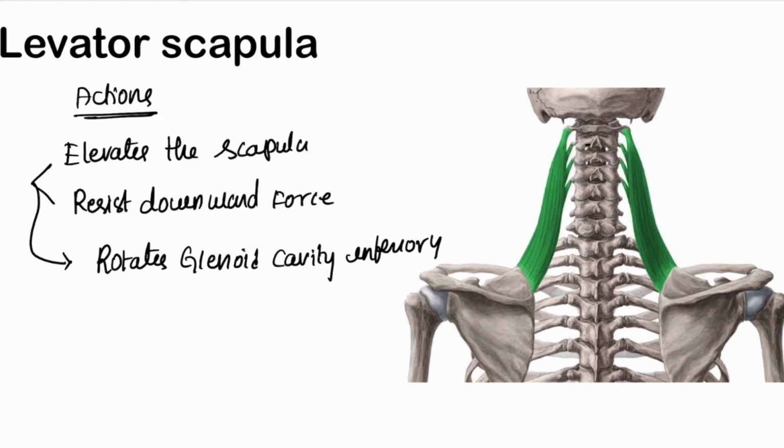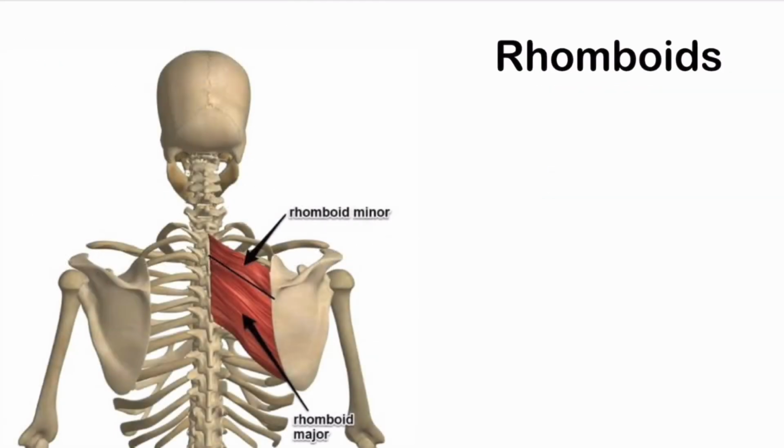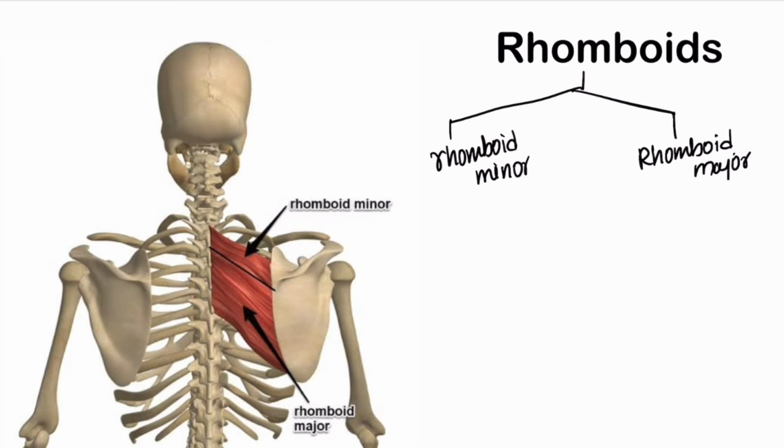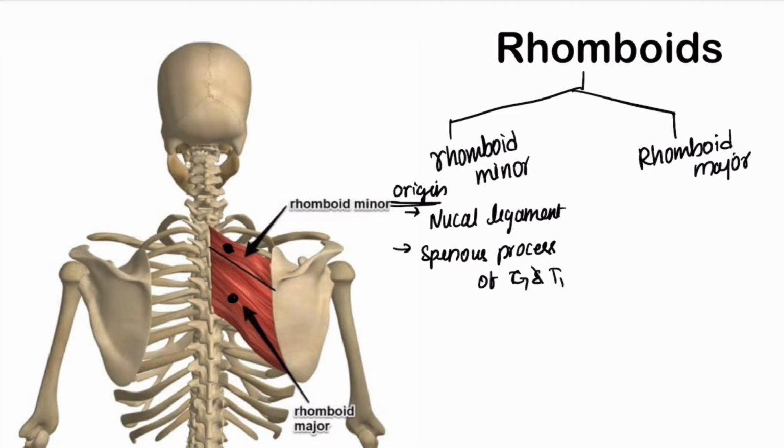Now let us look at the rhomboids. We have two rhomboid muscles. They are rhomboid minor and rhomboid major. This is the rhomboid minor muscle here and this is the rhomboid major muscle here. Now let us see their origin first. Rhomboid minor originates on the ligamentum nuchae and spinous processes of C7 to T1 vertebrae. Now let us see the origin of the rhomboid major muscle. It originates from the spinous processes of T2 to T5. And that's all about the origin.